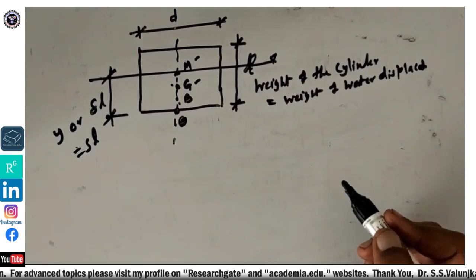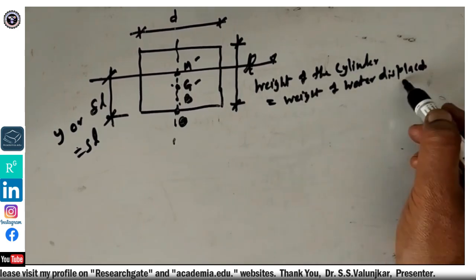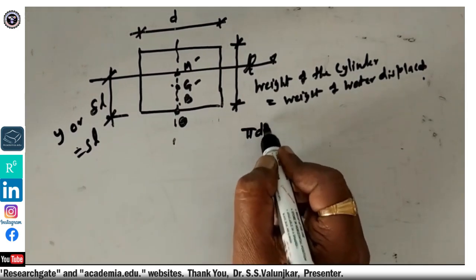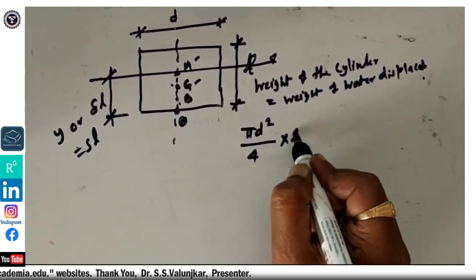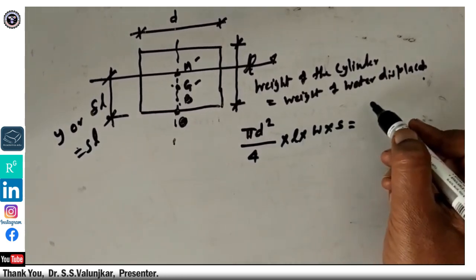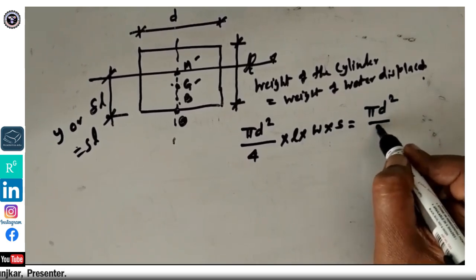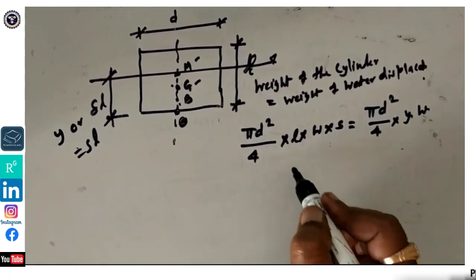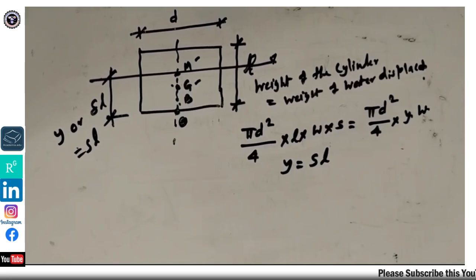Okay. So important step here: weight of the cylinder is equal to weight of the water displaced here. So pi d square upon 4 into L into W into S is equal to pi d square upon 4 into Y into W. So Y is equal to SL.